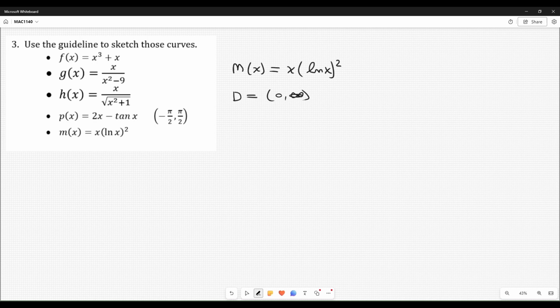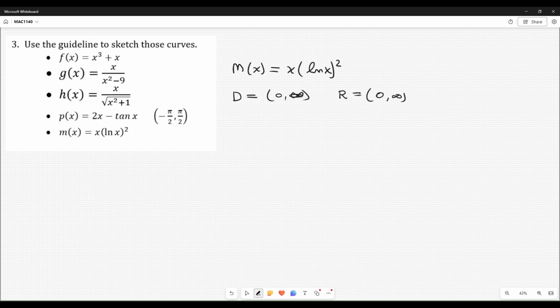And the range, I suppose, is the same, because the negative is not allowed here. And this is a square that is always positive, never negative.